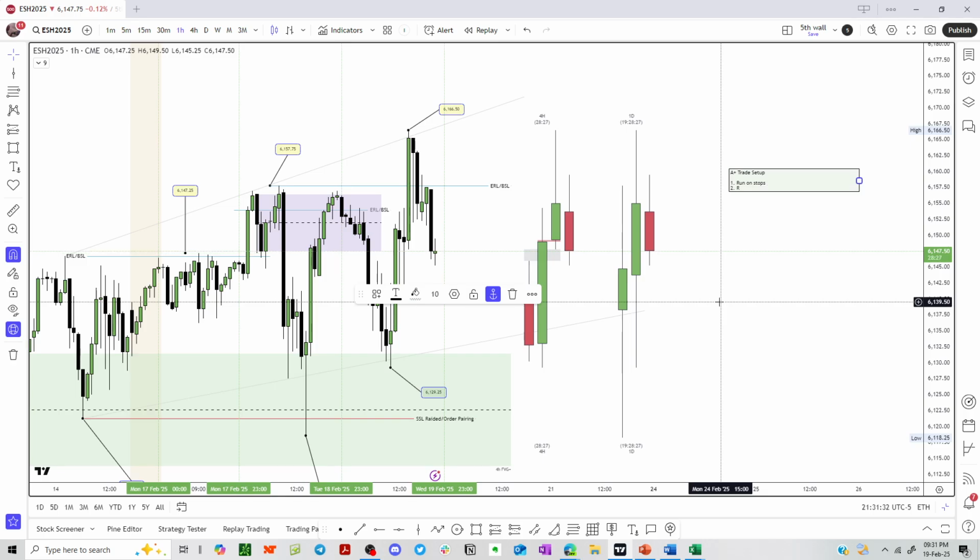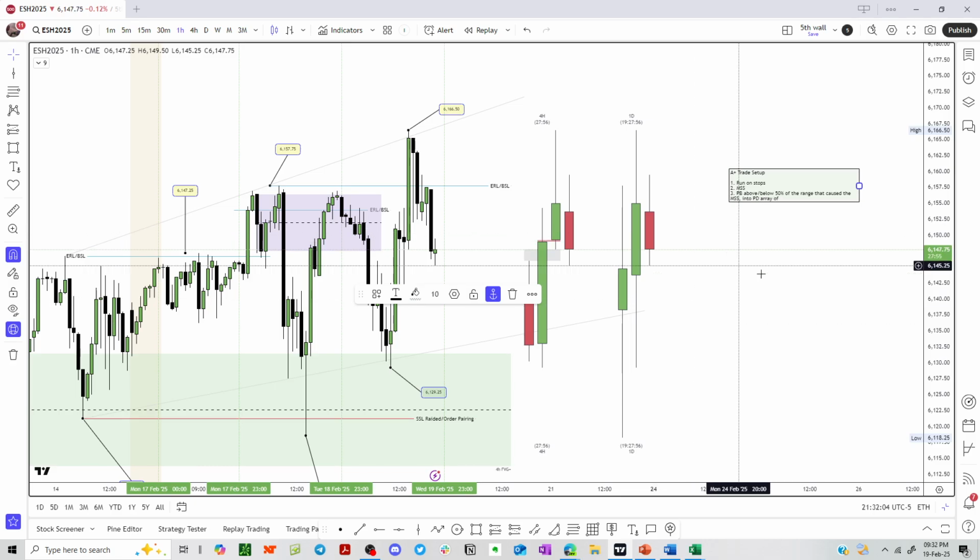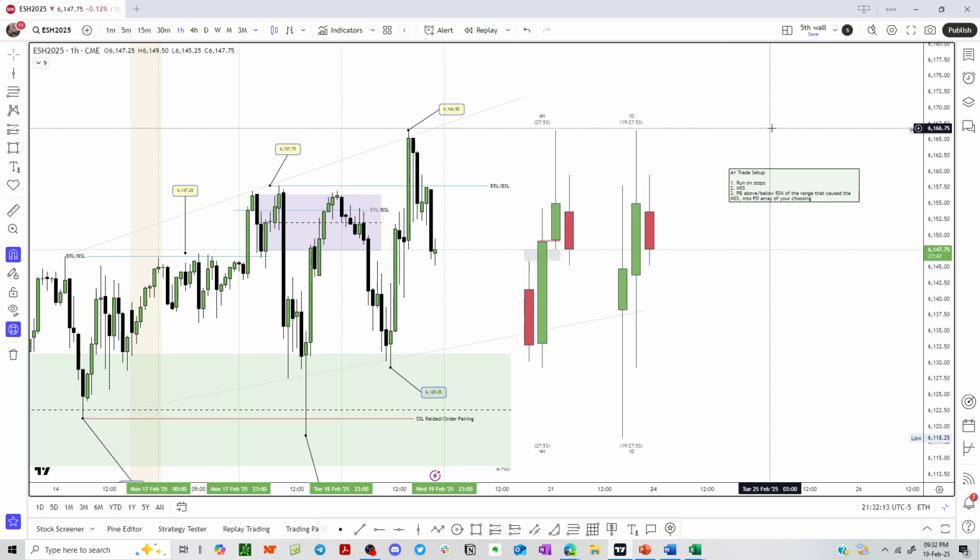Rule number 2, your market structure shift. 3, pull back, depending on if it's a bearish or bullish setup. Pull back above or below 50% of the range that caused the market structure shift into a PD array. Yeah. PD array, you're choosing whatever you see, right? And that's the entry model.